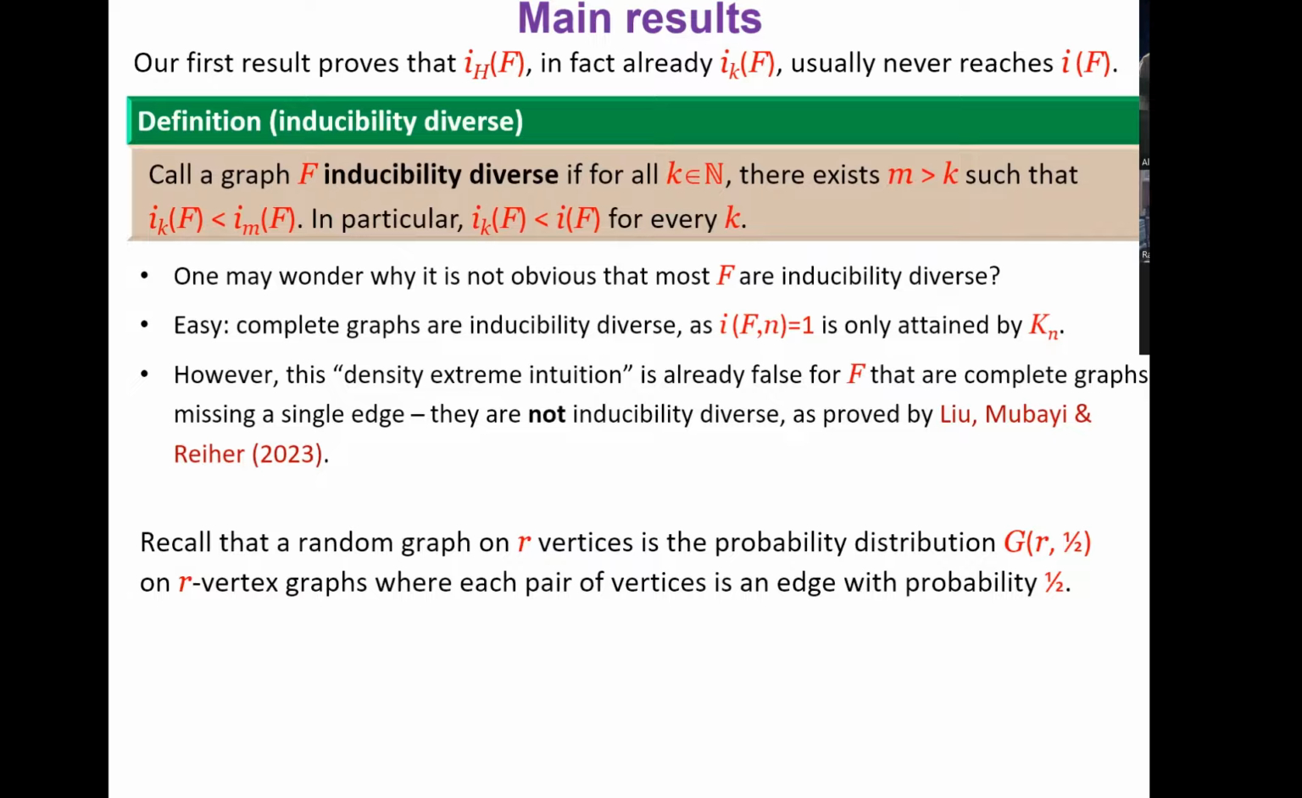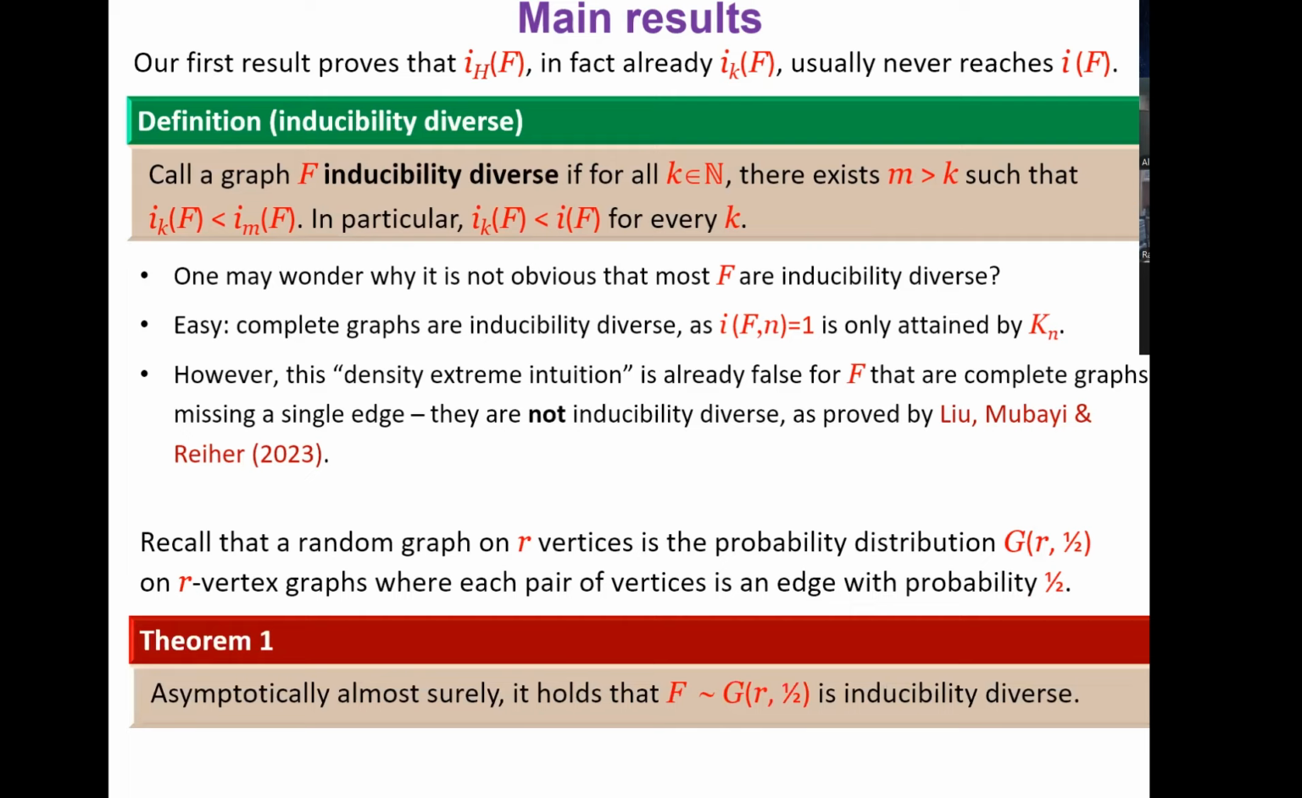Remember I told you that almost all graphs satisfy the Pippenger-Golumbic construction. So something similar happens here, but a completely different proof. Almost all graphs are indeed inducibility diverse. It's not good to restrict things if you want to get the true inducibility. So this is the theorem. I will not say anything about it, except state it. Okay, so asymptotically almost surely, almost all graphs are inducibility diverse.